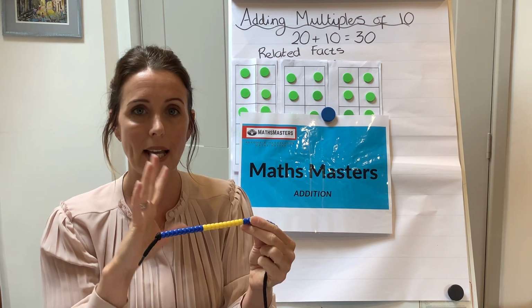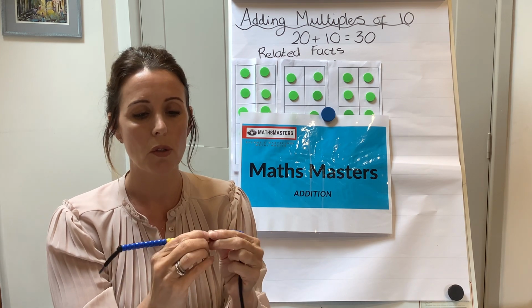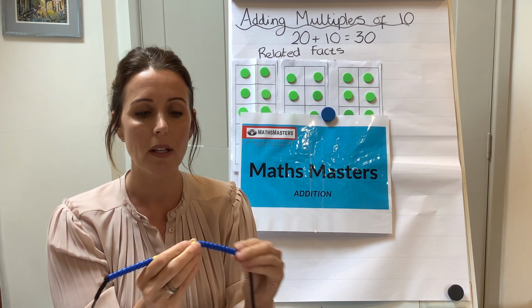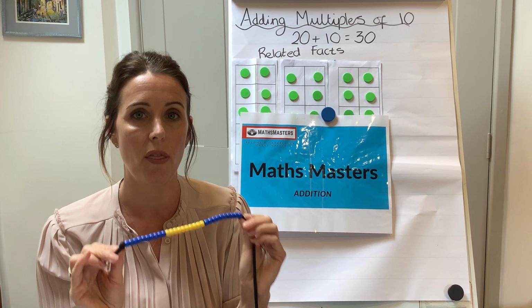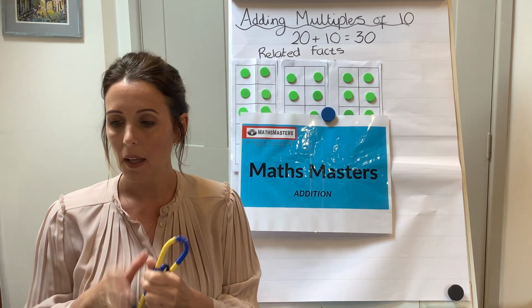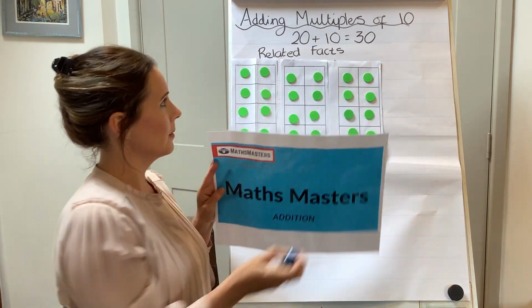Or I can use my related facts to help me here. I know I've got 1 and 2 10s, and a third 10 will make 3 10s, which is the same as 30. Okay. The second thing we can use are tens frames.